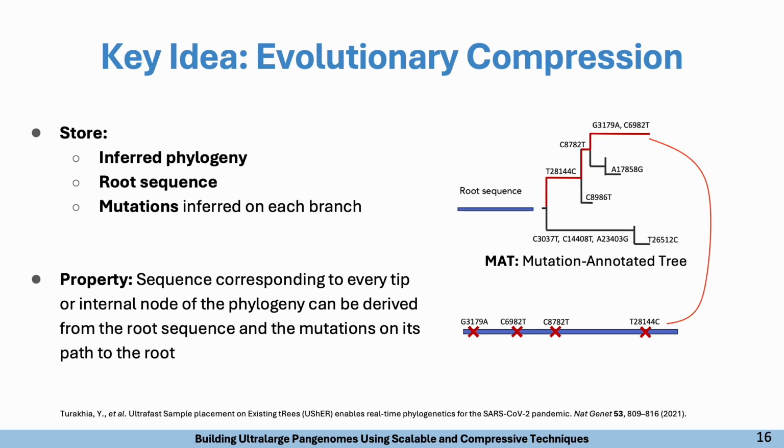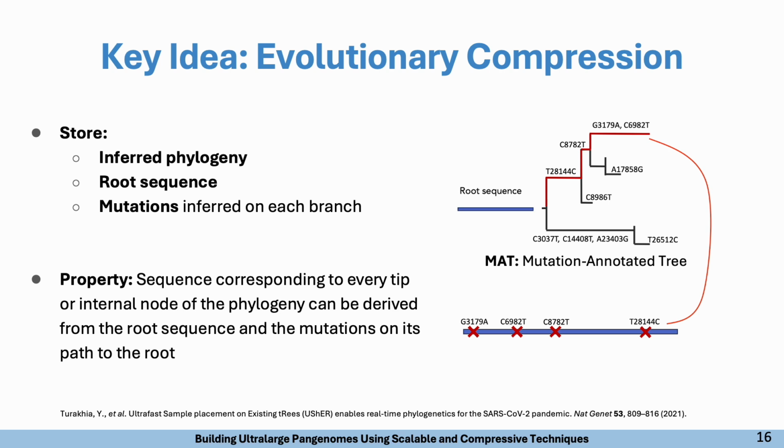Now, before discussing PanMANs, I would like to introduce the key idea behind this work, which is called evolutionary compression. It was first demonstrated through a data structure called MAT, which stands for Mutation-Annotated Tree. MAT stores the inferred phylogeny or tree structure, a root sequence, and the mutations inferred on each branch, as shown in the figure. The nice property about this format is that any sample at the tip or the internal node can be derived from the root sequence by applying mutations on its path from the root.